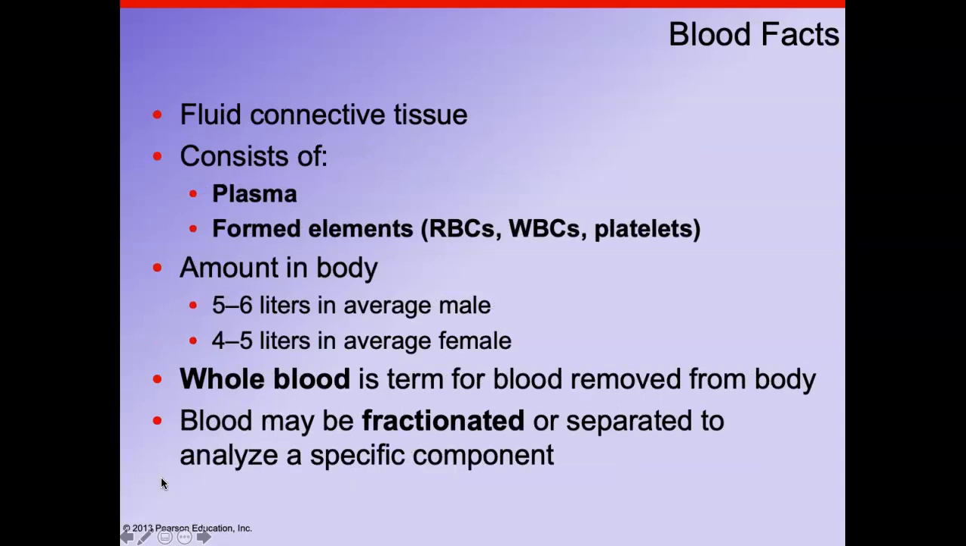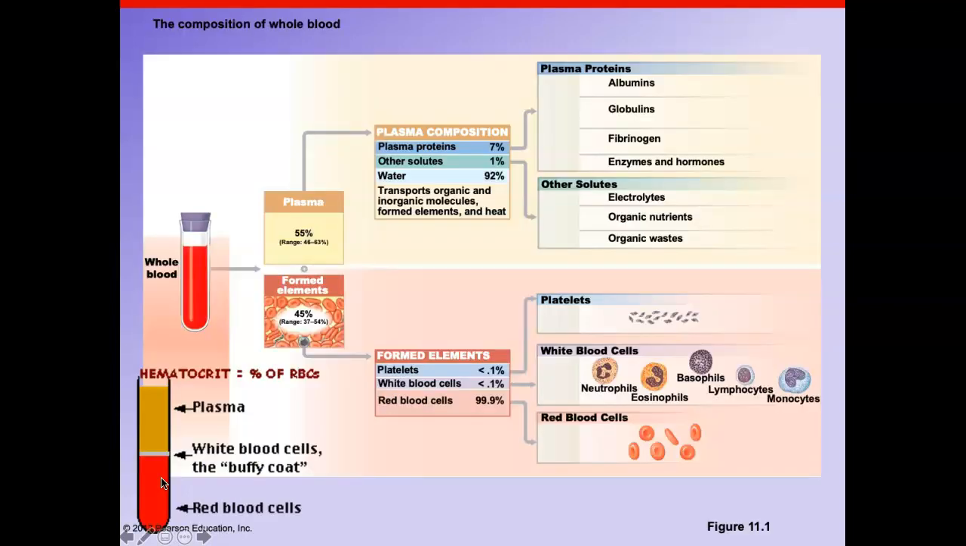Blood facts. It is connective tissue. It is fluid connective tissue. It consists of plasma and formed elements. So what we call formed elements here are what you would think of as cells. We don't call them cells because two of them are not whole cells. There's about 5 liters in your human. Whole blood is the blood that comes out of the body, and then that may be separated into different components.